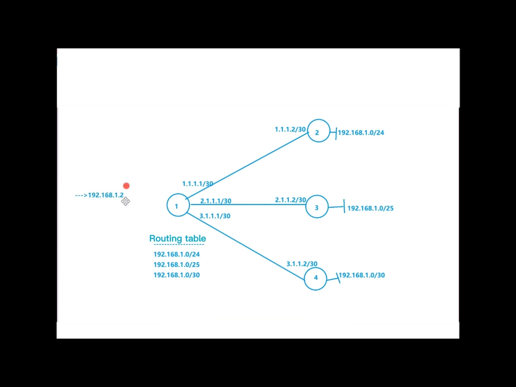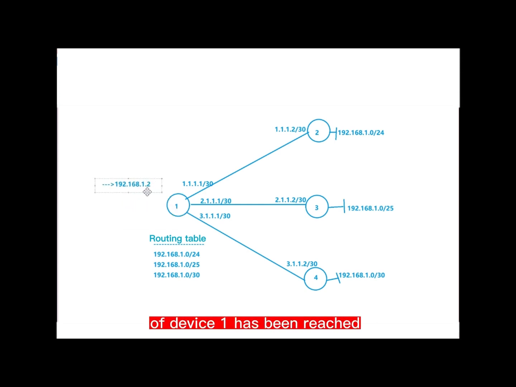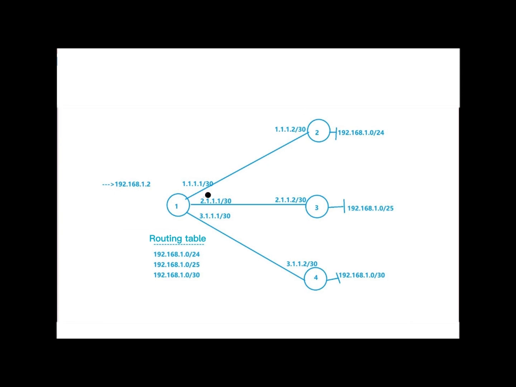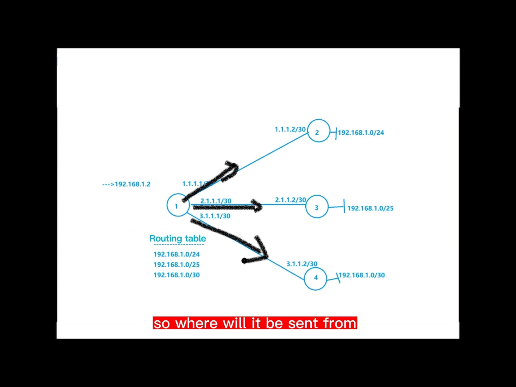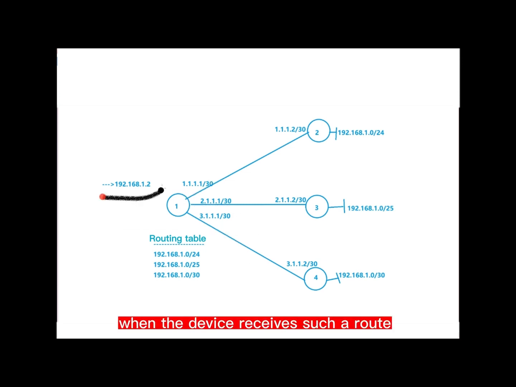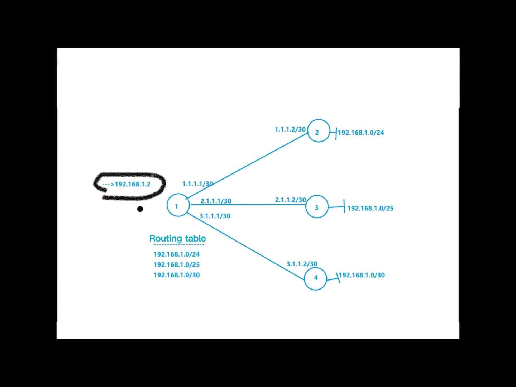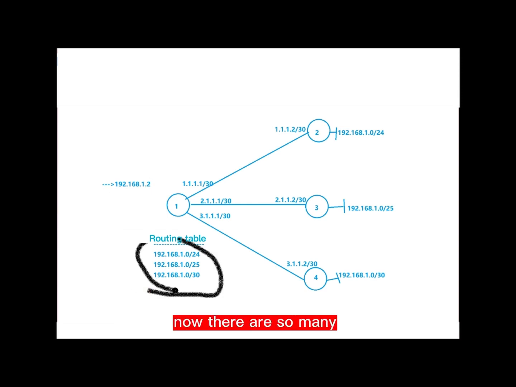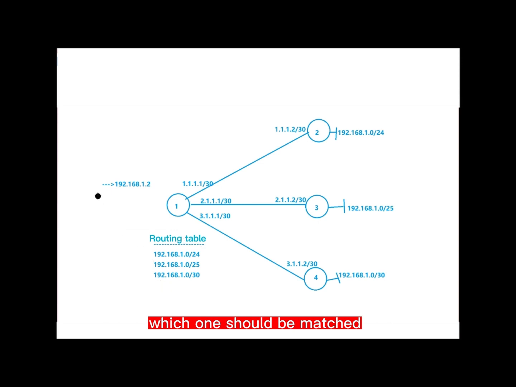Think about it. Now comes a data whose destination address, reaching device 1, is 192.168.1.2. There are now 3 options for the device: here, here, and here. So where will it be sent from? When the device receives such a route, how does it judge which line it should go to? Now there are so many entries. Which one should be matched? First the device will calculate locally.